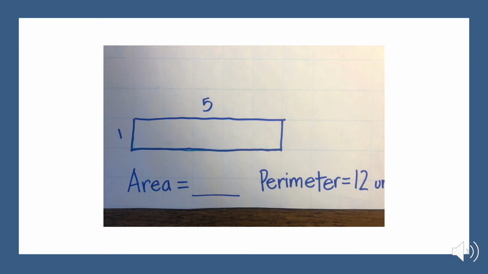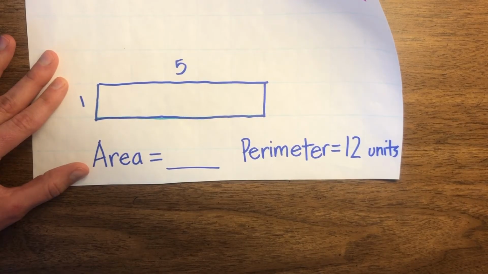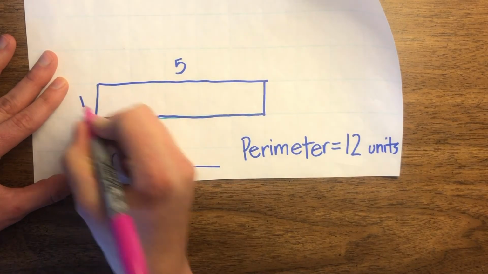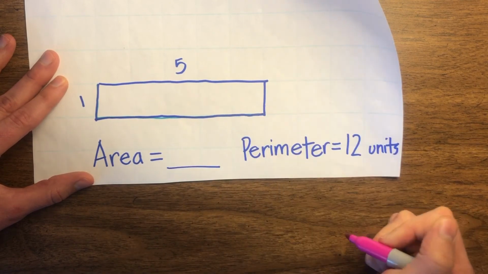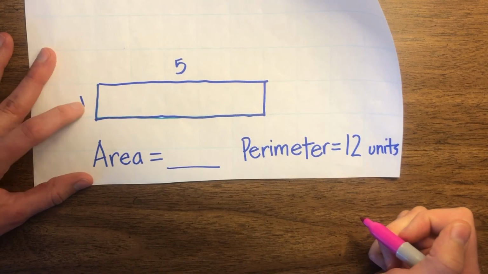Pause the video if you're not ready, and then watch how I figure it out. Okay, let's take a look at this rectangle. Right away, when I see the blank sides, it makes me really want to label them because I know that will be easier coming up.